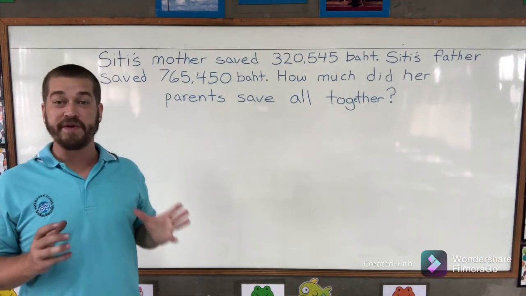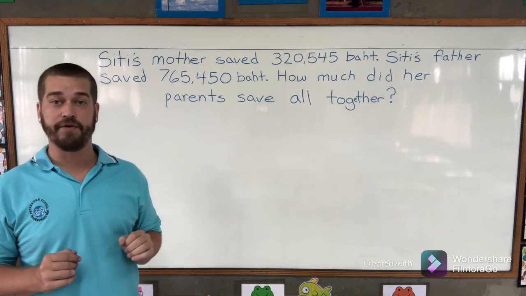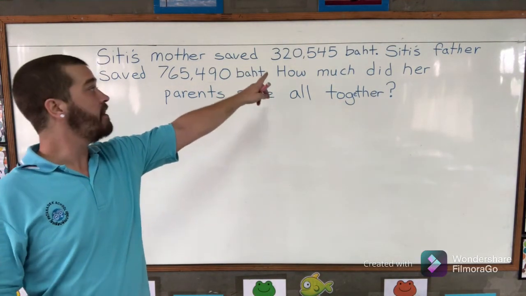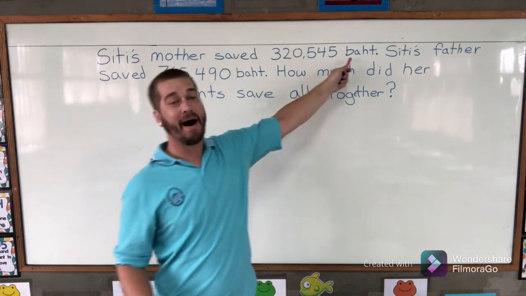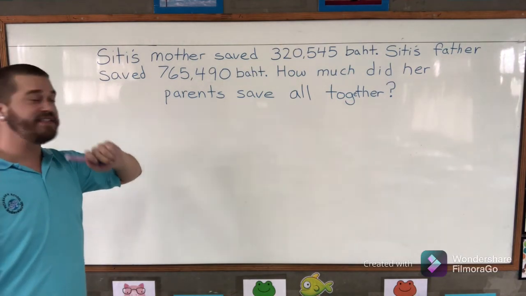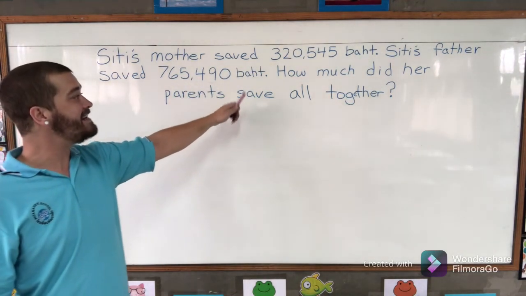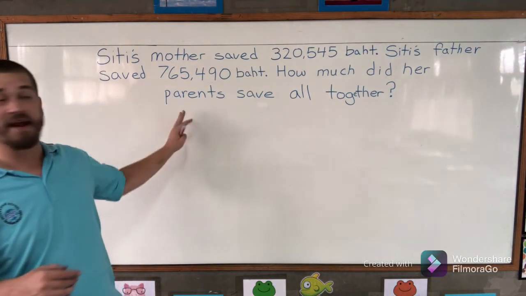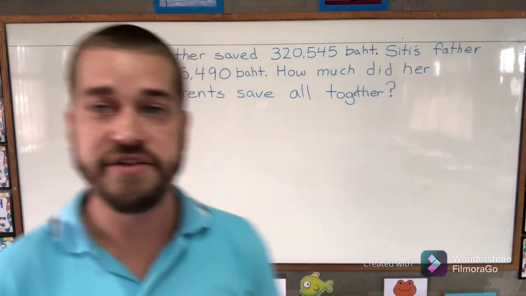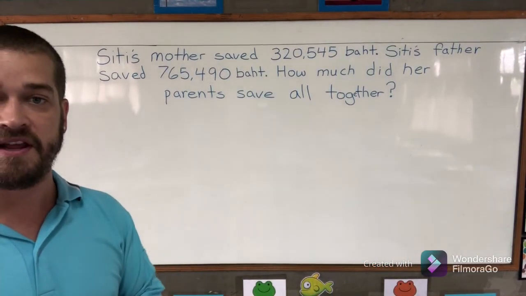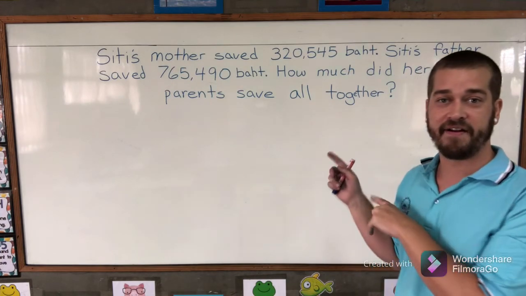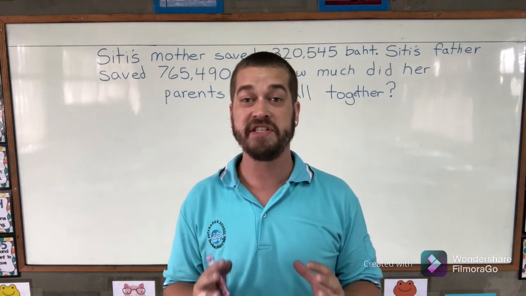Step number one. Read the problem all the way through. CT's mother saved $320,545 baht. CT's father saved 765,490 baht. How much did her parents save all together? Let's find out what the question is. Do you see the sentence that has the question mark in it? How much did her parents save all together? That is our question. This is what we're going to be answering.